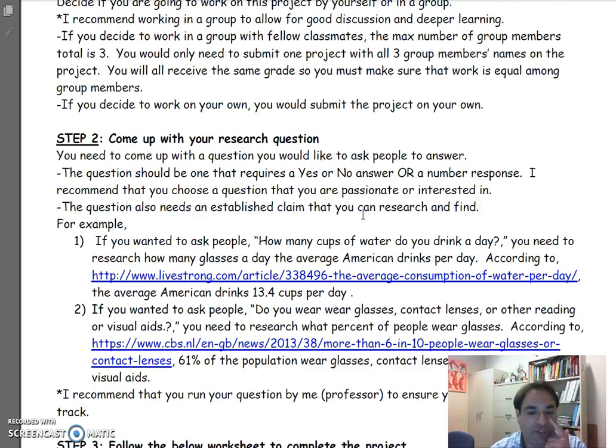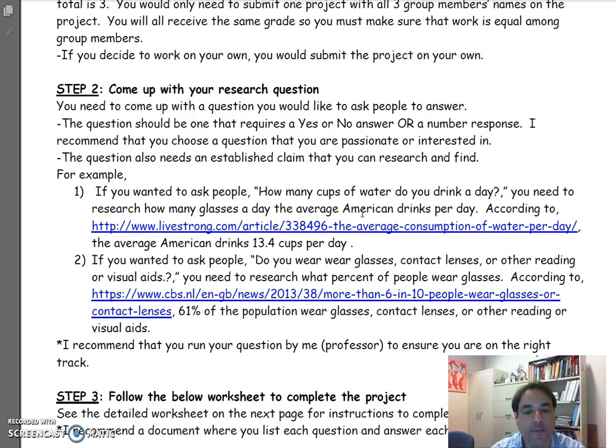Then you're going to come up with a research question. Now your research question is either going to be a yes or no question, or it's going to be a number response. And if you do a yes or no question, that's going to be Chapter 8. If you're going to do a number response, that's going to be Chapter 9. And then it depends if you're doing one group or 2 groups in each category. But some sample questions are, how many cups of water do you drink a day? Do you wear glasses, contact lenses, or any other reading or visual aids?